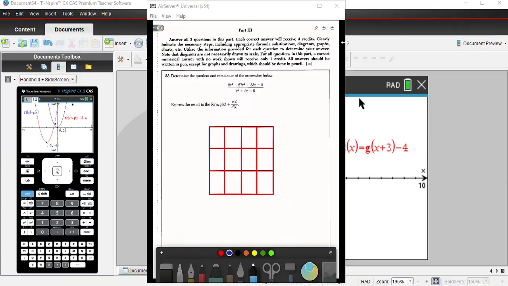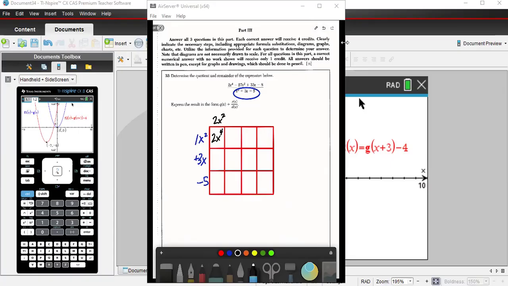So this is the divisor. This is going to be x squared. Each term gets a box, right? And now we're starting with 2x to the fourth. That is our start. What I need to figure out is what do I need to multiply 1x squared by to get 2x to the fourth? Well, that would be 2x to the second, because 2x squared times 1x squared gives us 2x to the fourth.